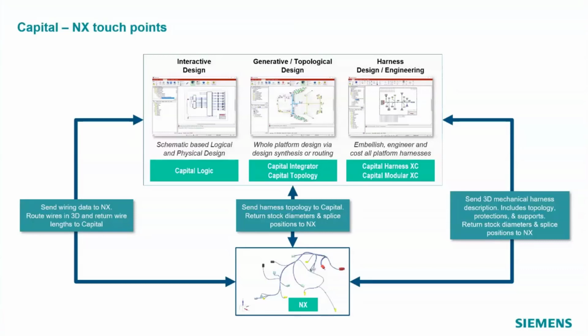This separation of data means that an NX harness will not need to be modified and rechecked whenever low-level electrical changes happen. So this reduces the overall number of design change approvals that are needed to implement a change and improves the overall design time.